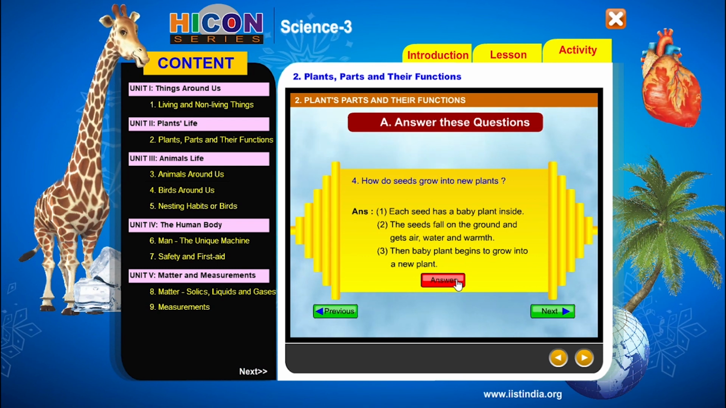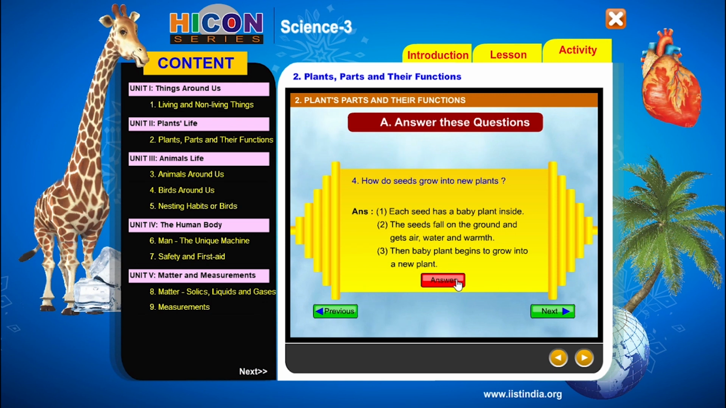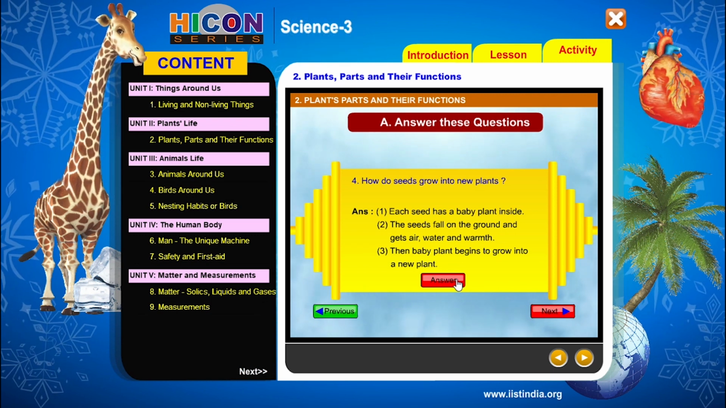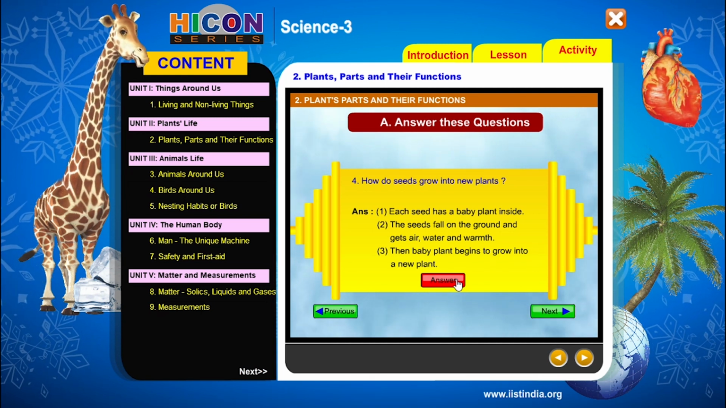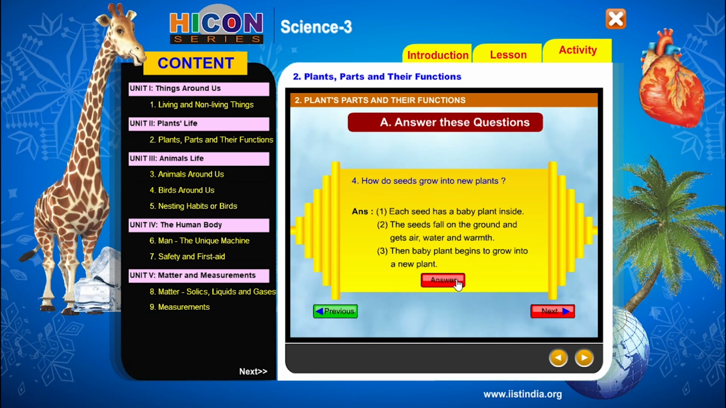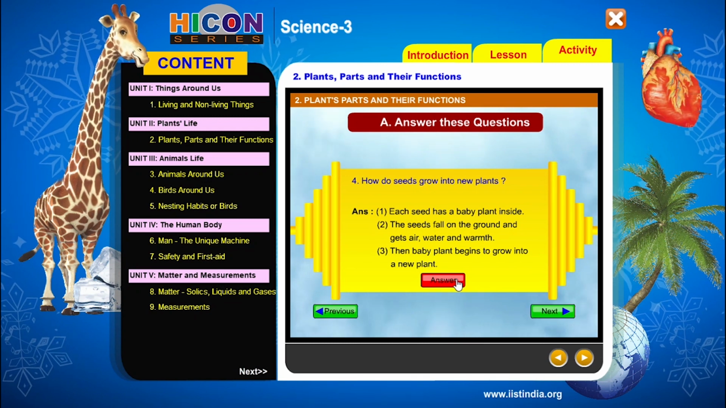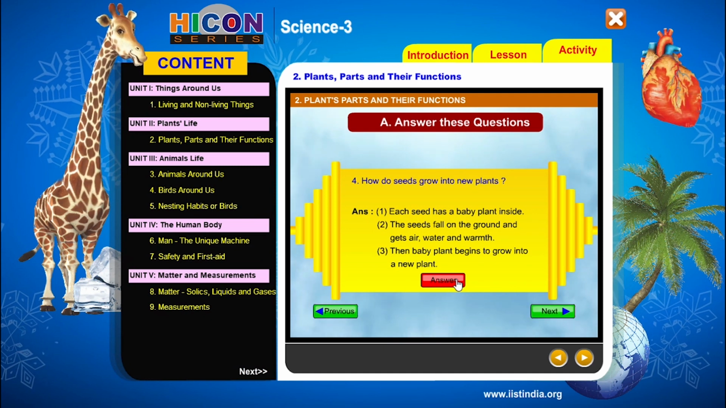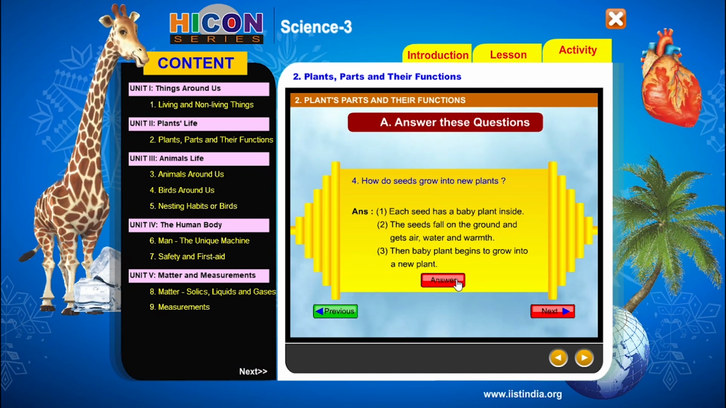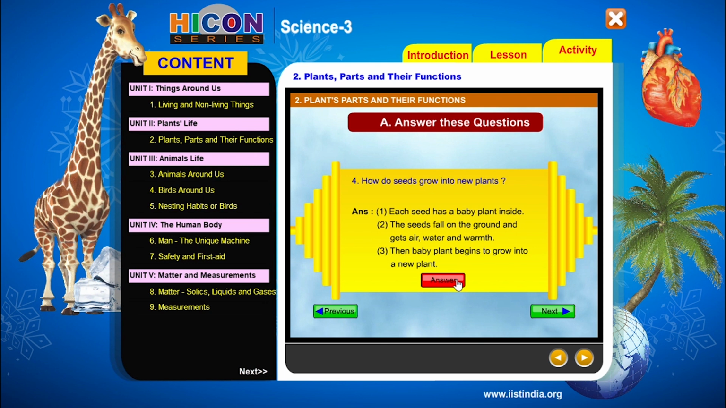And the third one is the baby plant begins to grow into a new plant. So the baby plant day by day increases in size and becomes a big plant and a new plant. So this is about seed germination. This total process of a seed growing into a new plant and a new plant growing into a big plant is called seed germination. So children, this is the process of how seeds grow into new plants. So note down this question and answer in your notebook. See the next question.